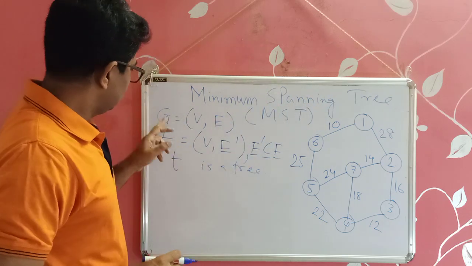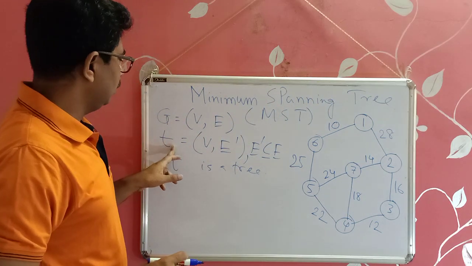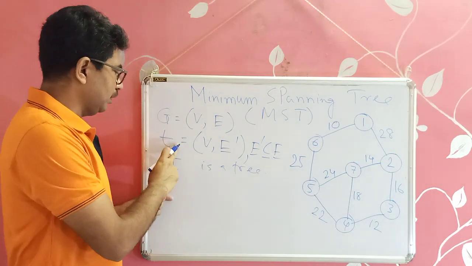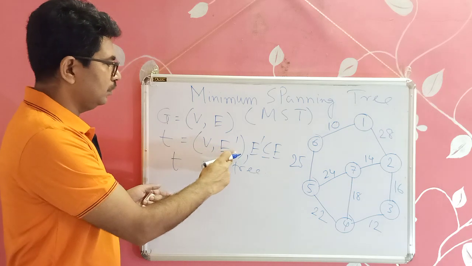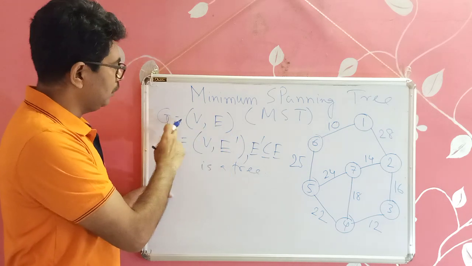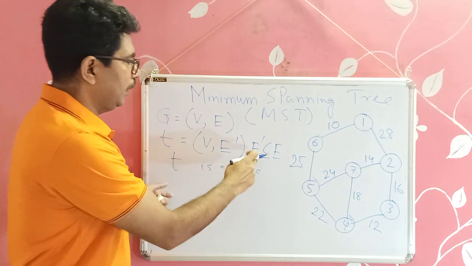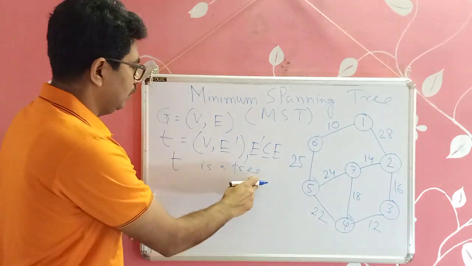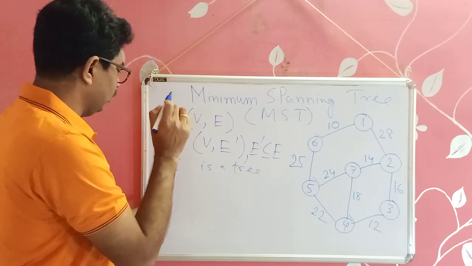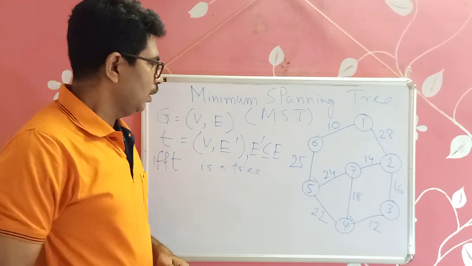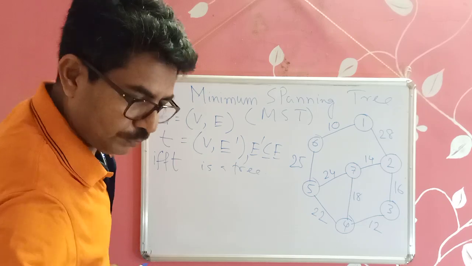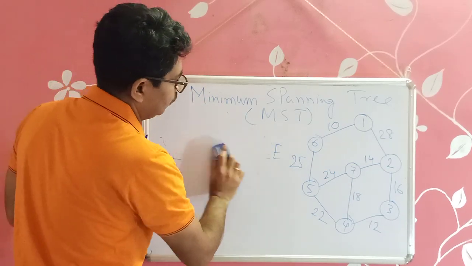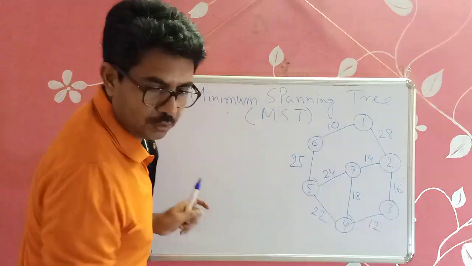Spanning tree is a subgraph (V, E') of the given graph G equals (V, E), where E' is a subset of E, such that T is a tree, or we can say if and only if T is a tree, right? So let us consider an example. Let us discuss the algorithm with this example.